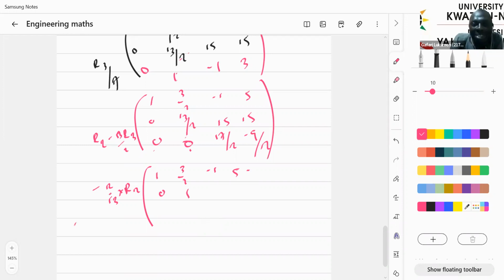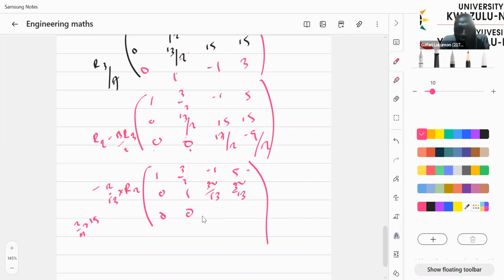Then 2/13 multiplied by 15 will give you 30 divided by 13. And this also gives you 30 divided by 13 since it is the same 15. Okay, what of this? This is going to give you 0. This is going to give you 0.